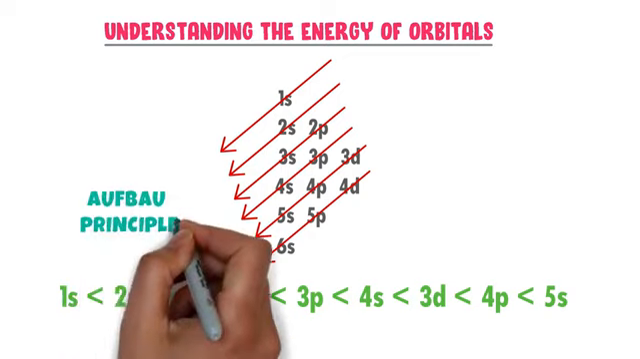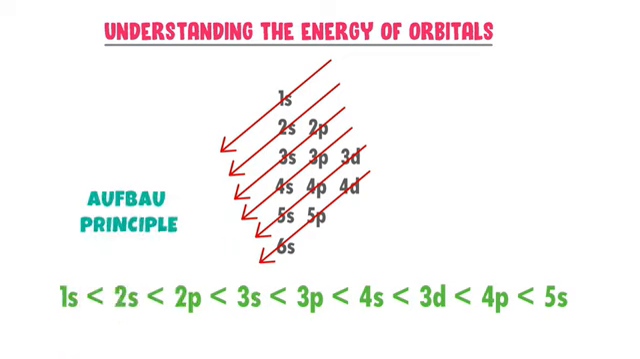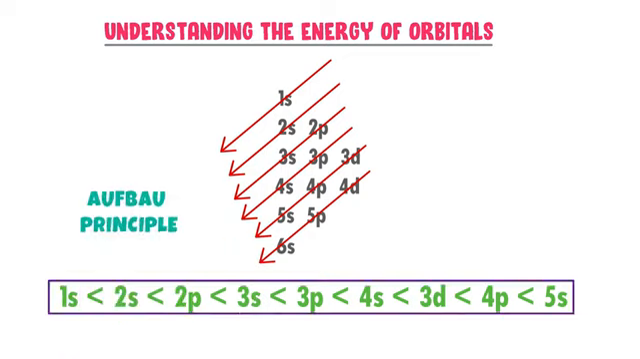According to Aufbau principle, we can then start placing electrons in these orbitals from lower energy level.